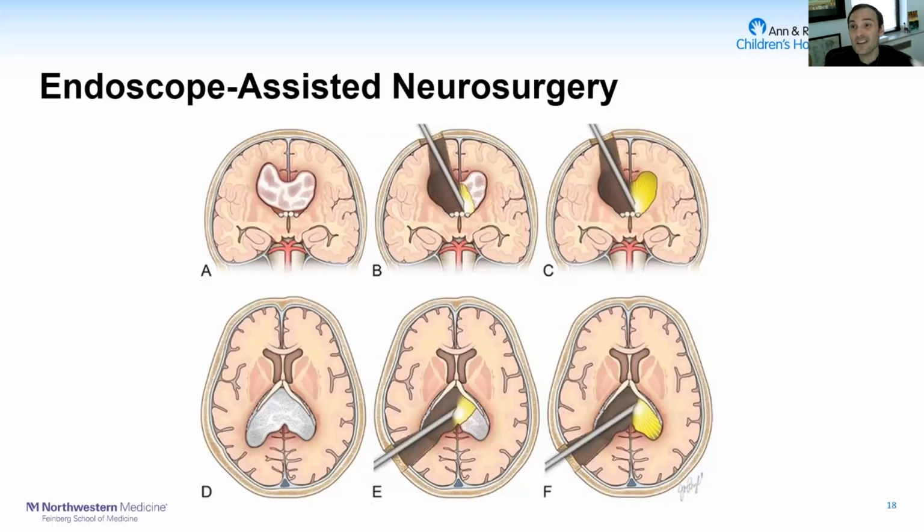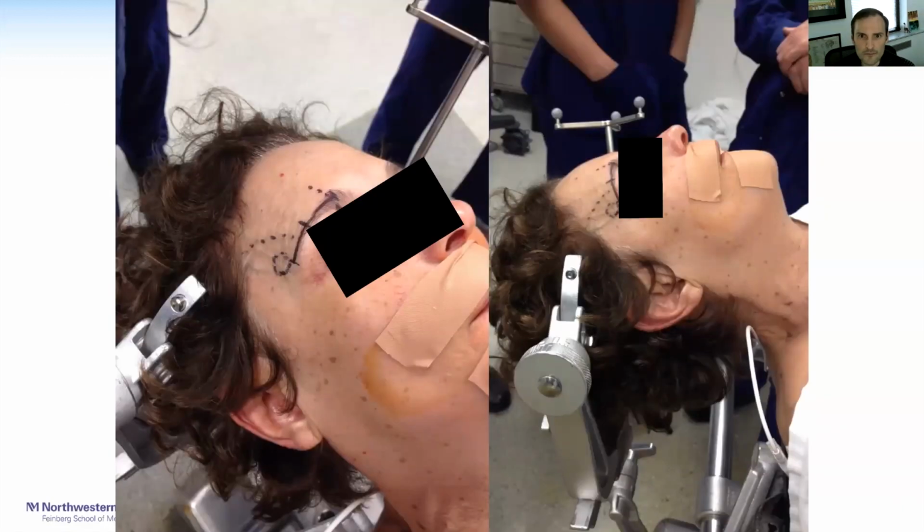And that's what we mean by endoscope assisted, is that I still need the microscope and I love the microscope, but if I can bring in the rigid endoscope and look up on the other side, I can do additional surgery that I wouldn't be able to do with the microscope. And so the most common application of this is the eyebrow mini-pterional craniotomy. Now, this is an adult patient.